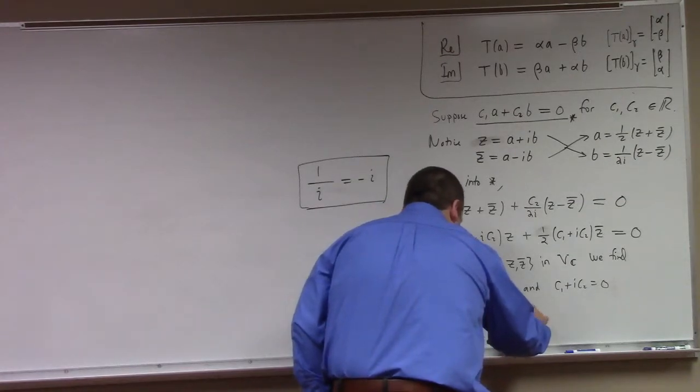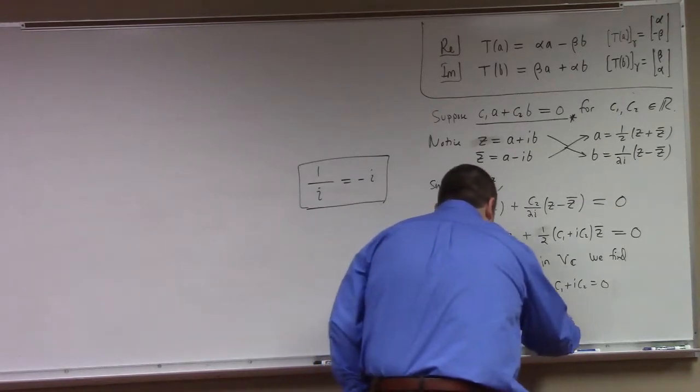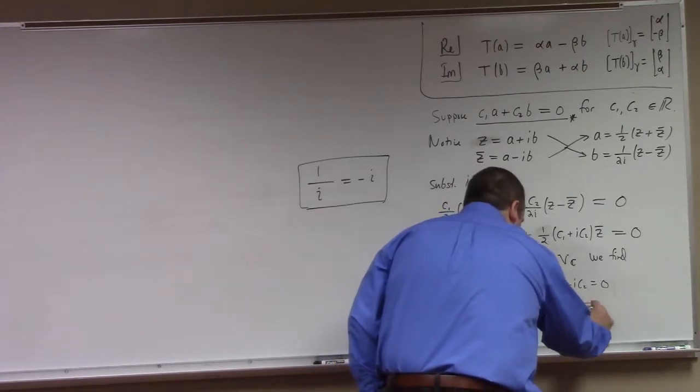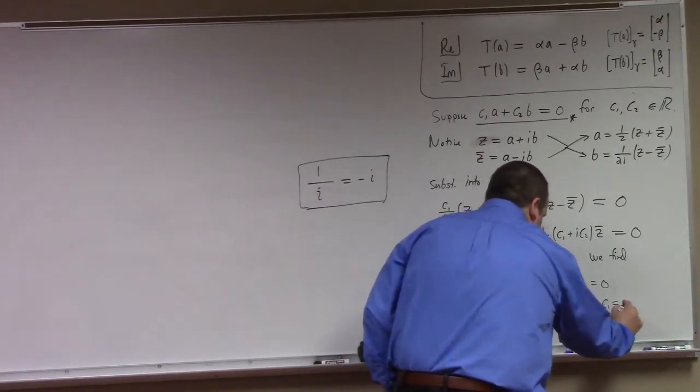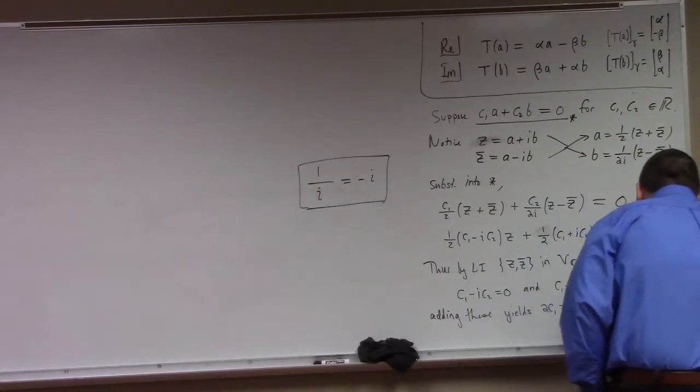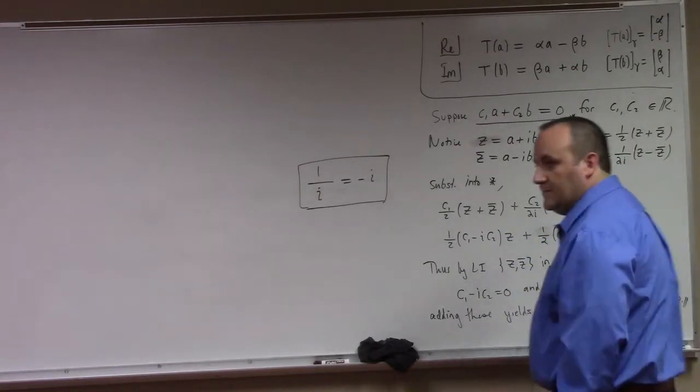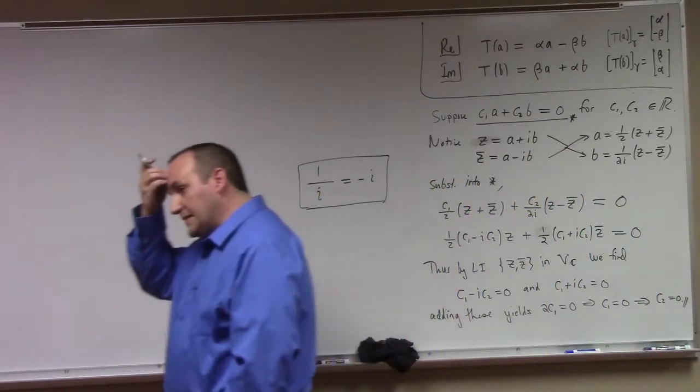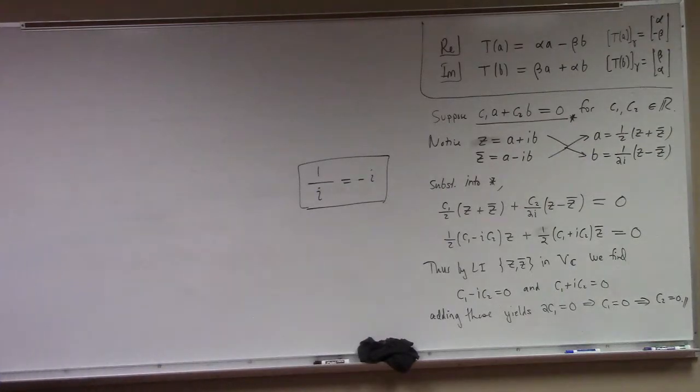What does it yield? Adding these yields 2C1 equal to 0, which then tells me C1 is 0, which tells me that C2 is equal to 0, and we're done. Right? Because now we've proved linear independence of AB. Consequently, AB is a basis, W is an invariant subspace, and that's its matrix.